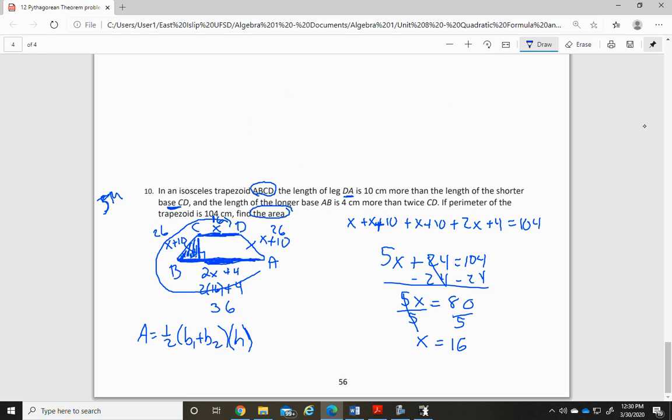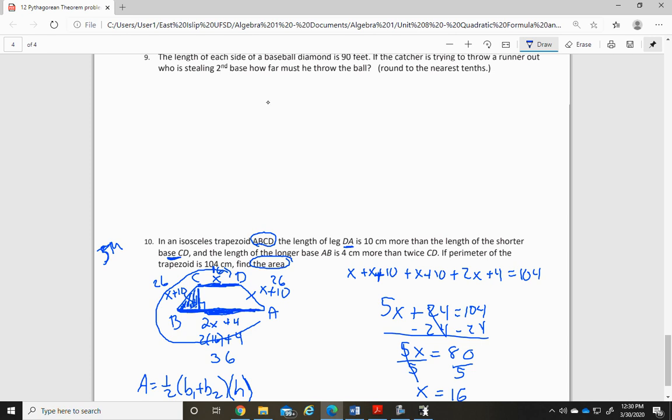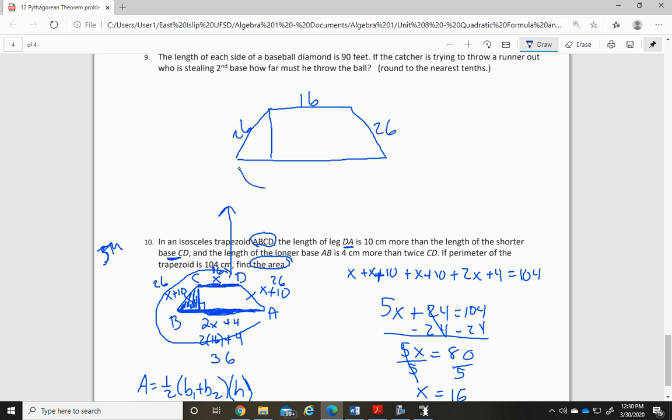I just want to make my trapezoid a little larger. I'm going to use this space up here. You guys should use a separate piece of paper because you need this space for number 9. So I just want to redraw my trapezoid a little bit larger up here so that I could point some stuff out to you. This was 16, 26, 26, and this whole thing is 36.